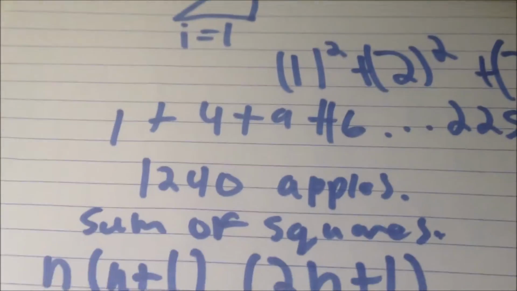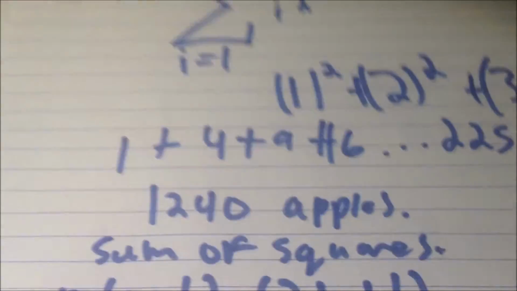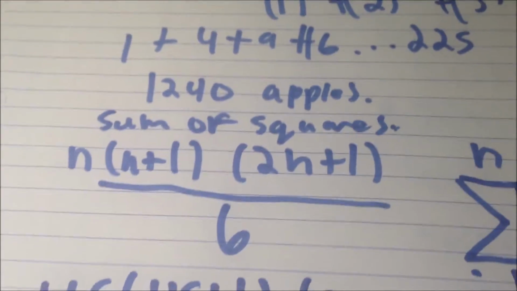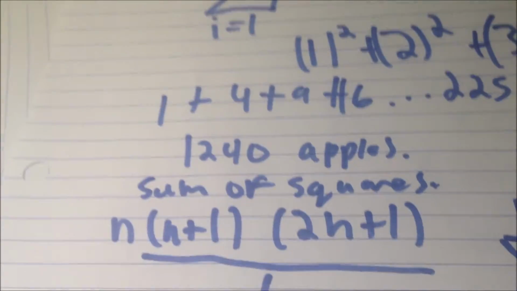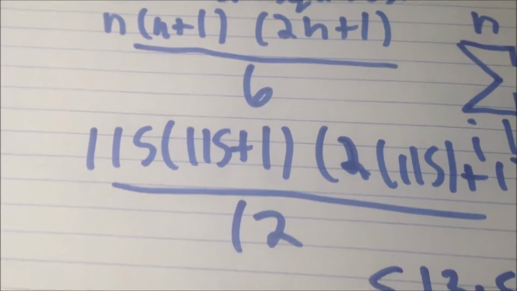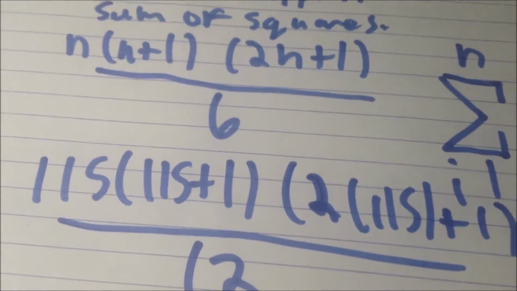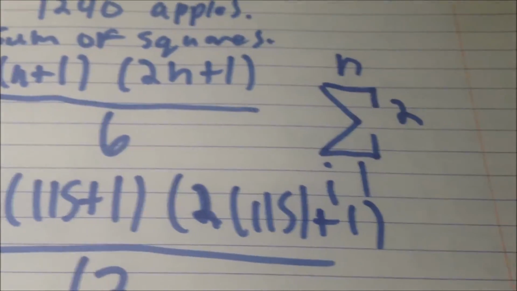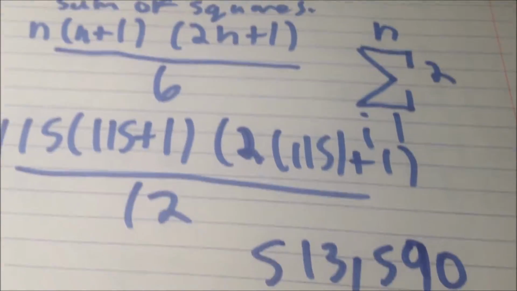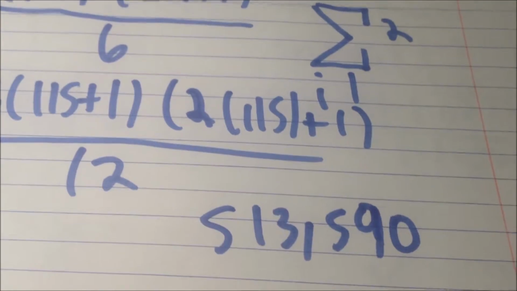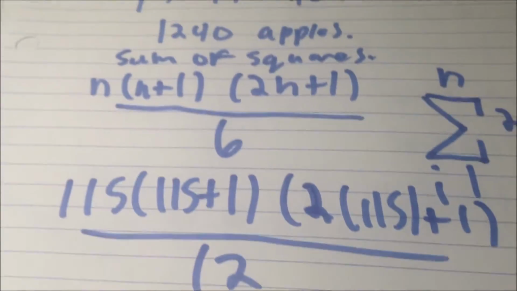So next we want to do the sum of squares, and what we would do is just use a formula to find how many apples. So it would be 15 times 15 plus 1, times 2 times 15 plus 1, over 6. And then we would get 513,590. And there we go.